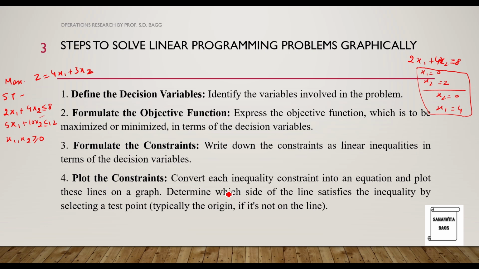Plot the constraints. Convert each inequality constraint into an equation and plot these lines on a graph as I told you. Determine which side of the line satisfies the inequality by selecting a test point, typically the origin, if it's not on the line. So what you do is, say you are plotting this line. This is x1 and this is x2. You will have to plot the points. So you have (0, 2); 2 will be over here. This is 0 and you have (4, 0). So this is say the other point. This is 2 and this is 4. So you have to join this.